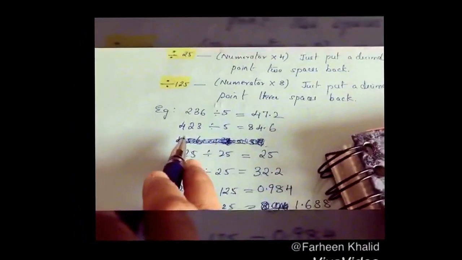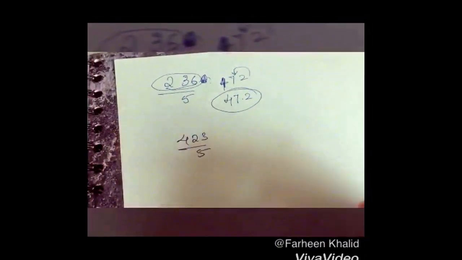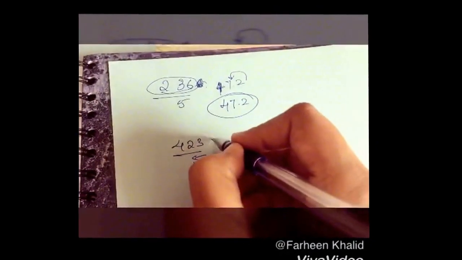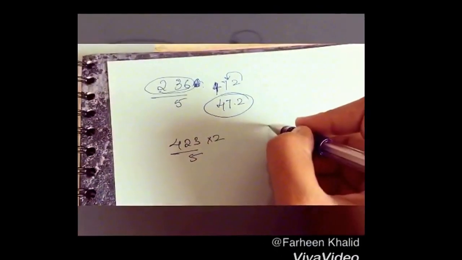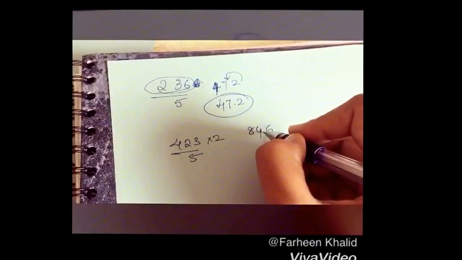Now let's do the second one. 423 divided by 5. When you do this, you just multiply the numerator by 2, which makes it 2 times 3 is 6, 2 times 2 is 4, 2 times 4 is 8, and your answer is 84.6.